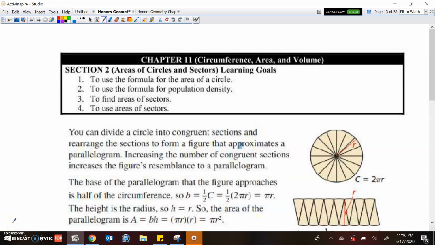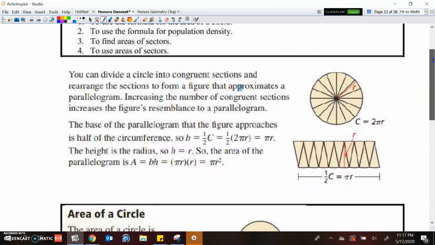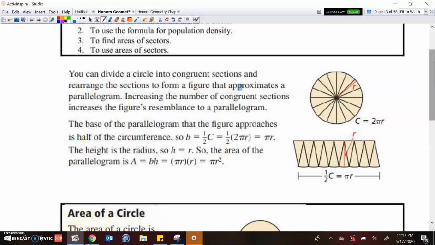So lesson 11.2 is going to talk about area and related topics in terms of area of circles and sectors. It's interesting how they come up with the formula for the area of a circle, and it relates to what we know about parallelograms. If they divide this circle into congruent sections and rearrange these sections, we have this parallelogram-like shape.